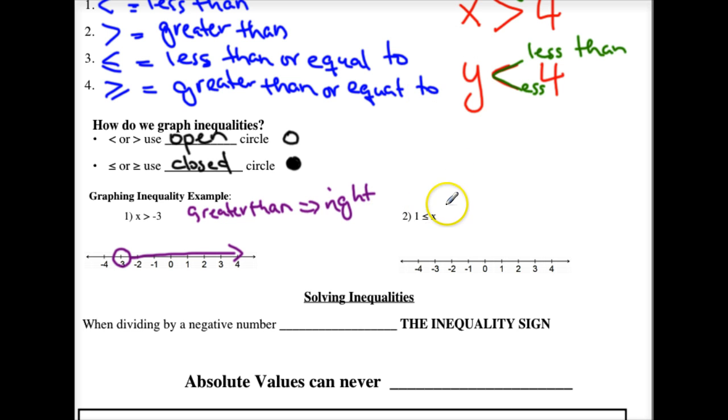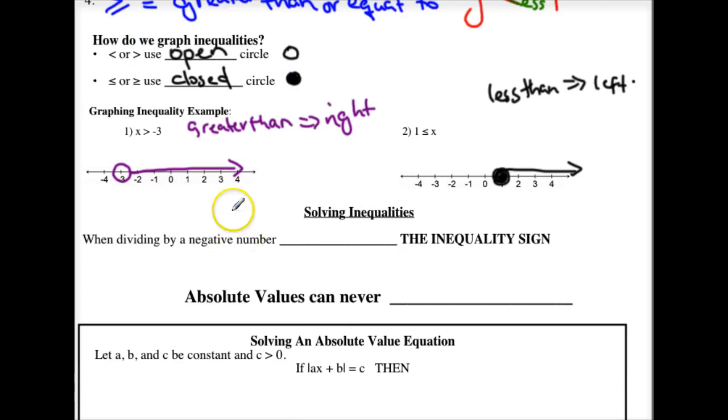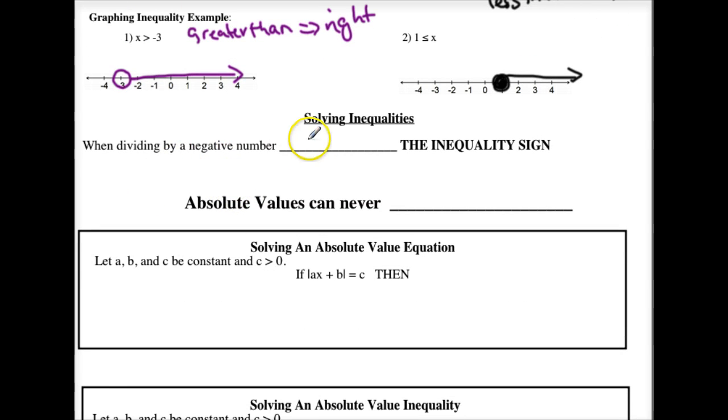Here I have, and I always read from the variable, x is greater than or equal to 1. Greater than or equal to is going to be a closed circle at 1, and it's greater than, so again, it goes to the right. If you had something like less than, then your arrow will be going to the left. Now, some points to remember. When you're solving inequalities, when you're dividing by a negative number, we have to flip the inequality sign.